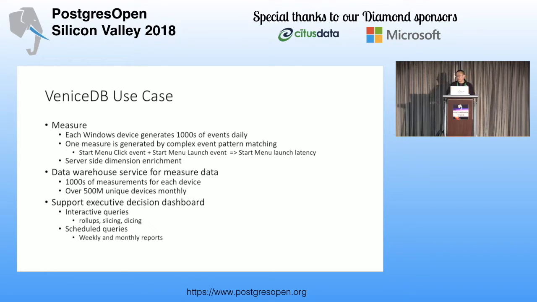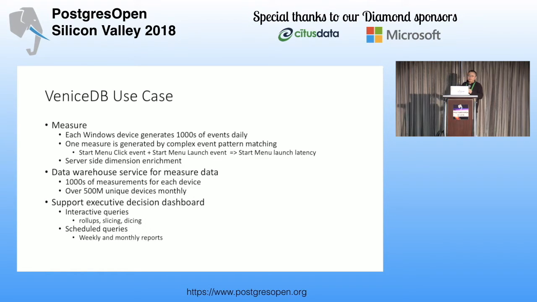As you can see, each Windows device could have up to thousands of measures, from logon, from start menu launch latency, from Wi-Fi. And then we have monthly 500 million active Windows 10 devices. So effectively, we have tens of billions of rows for the database.